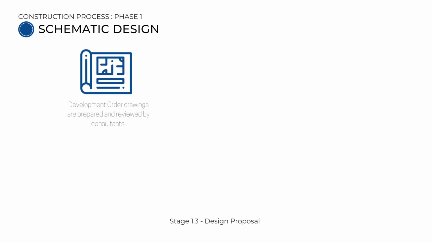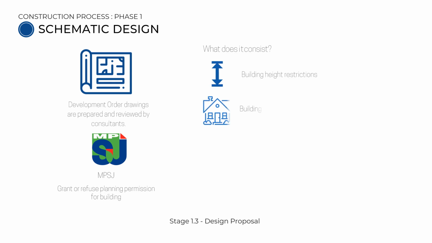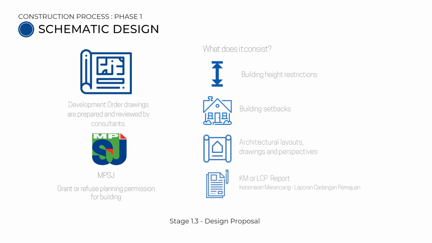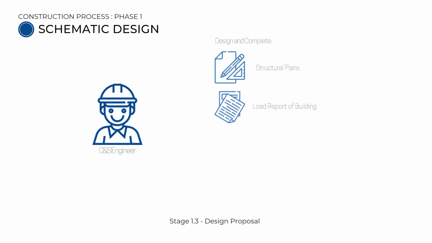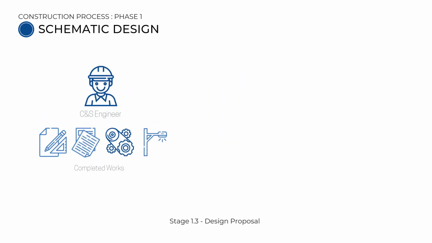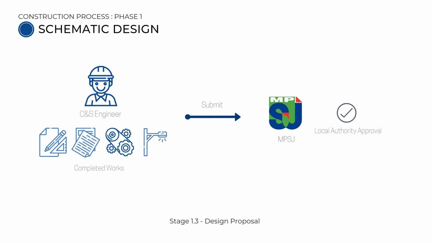Development order drawings are prepared and reviewed by the consultants, to be submitted to MPSJ, who grants or refuses planning permission for the building. It consists of building height restrictions, building setbacks, architectural layouts, drawings and perspective, and the KM or LCP report. The C&S engineer will then design and complete the structural plans, lot report of buildings, infrastructure, and street lighting for the building. The completed works are then submitted to MPSJ for their approval on the documents.